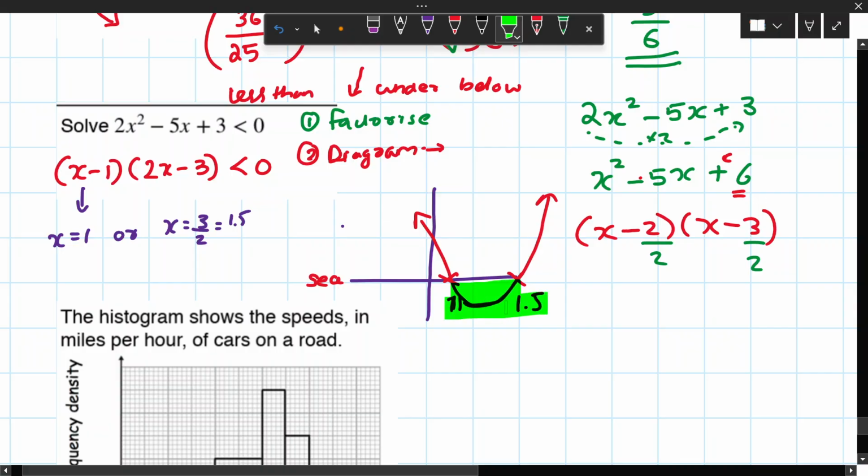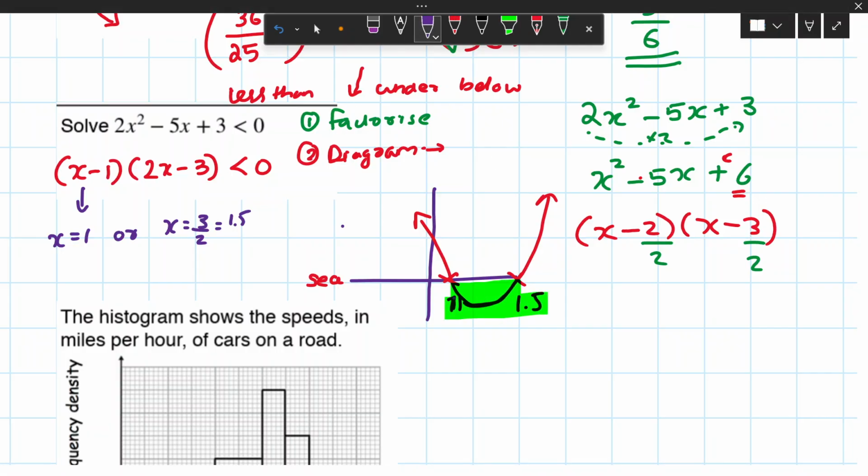And where are you under the sea? You are under the sea when you are in between 1 and 1.5. So think of the x-axis as the sea. If your question says less than, meaning you go under or below, where do you go below the sea? When you're in between 1 and 1.5. The inequality that you have is a strict inequality. There is no equal sign. So you're going to write 1 is less than x, which is less than 1.5. And that would be your answer.